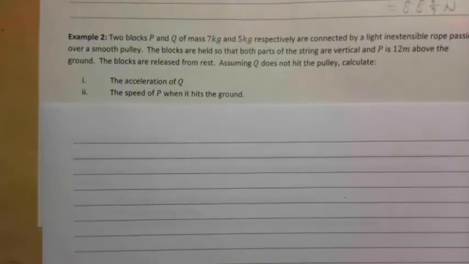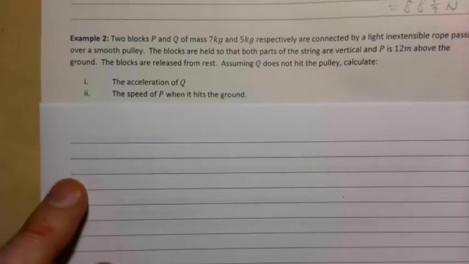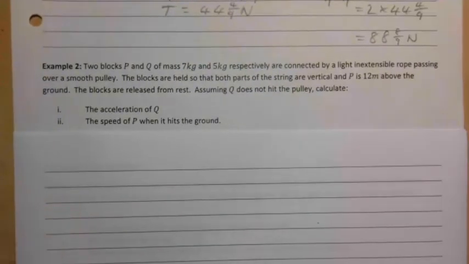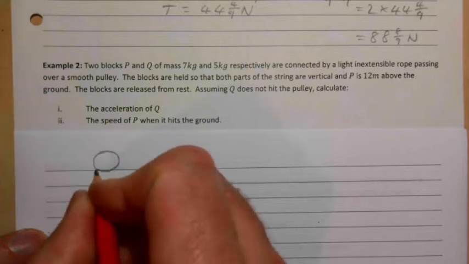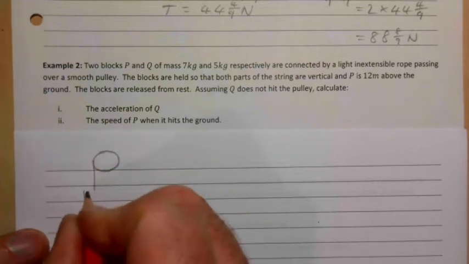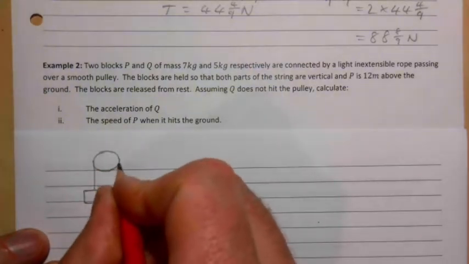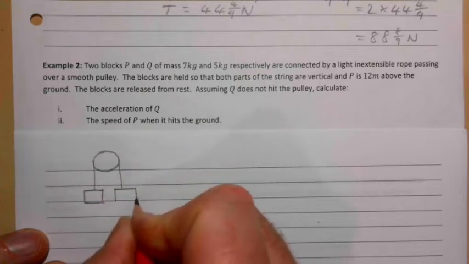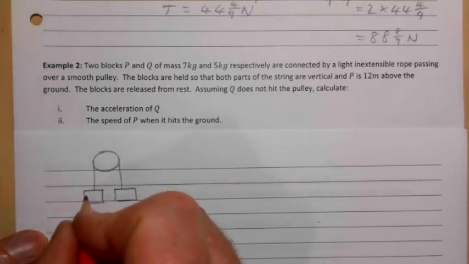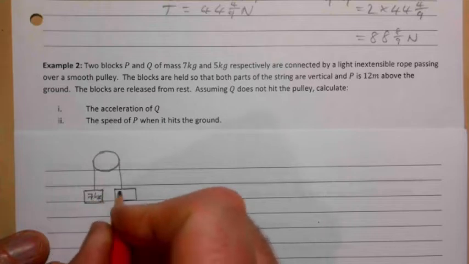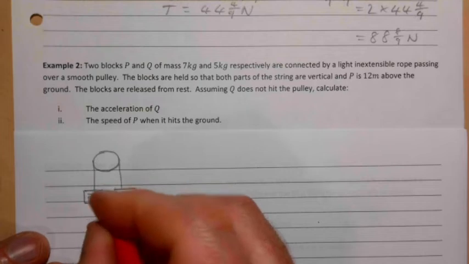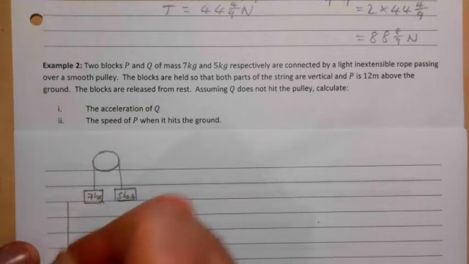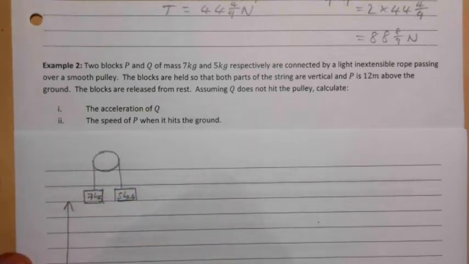So let's see if we can take down the first bit that we need. So let's get a wee diagram drawn first of all. Here's my pulley. And I have R2 that is acting. So I have a 7 kilogram one, which I think is P, and then a 5 kilogram one, and we're told that that is 12 meters from the ground.